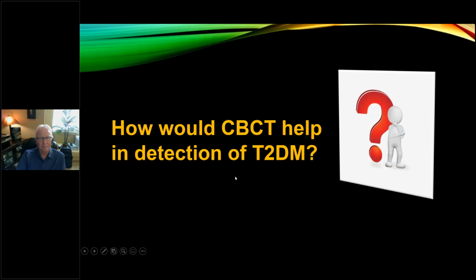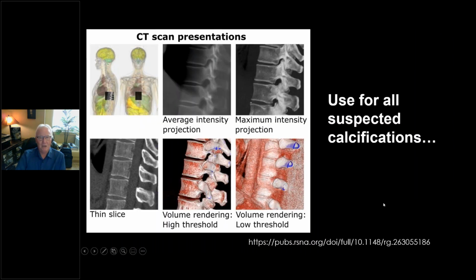So how does cone beam help me in detecting type 2 diabetes mellitus? Well, watch this. You saw an example of this earlier. This is your typical X-ray image. This is a MIP image, the maximum intensity projection. I use this for all suspected calcifications. This is where most of dentistry gets excited. Here's a thin slice, 1/10 of a millimeter. I can do accurate planning.